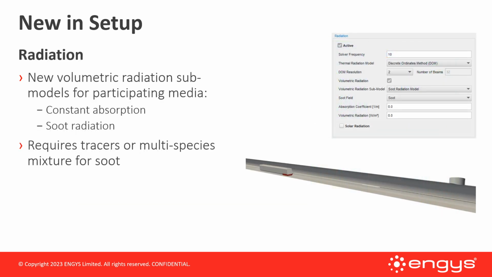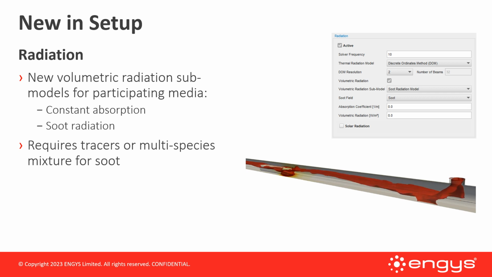With respect to radiation features introduced in Elements version 4, we have focused on the modeling of participating media. We have introduced two new volumetric radiation submodels for participating media. Constant absorption, which represents a simplified approach, where the absorption coefficient is assumed to be constant throughout the participating medium. And soot radiation, whose submodel accounts for the effect of soot particles on radiation absorption and emission in the participating medium, providing a more accurate representation of the radiative heat transfer in combustion processes.